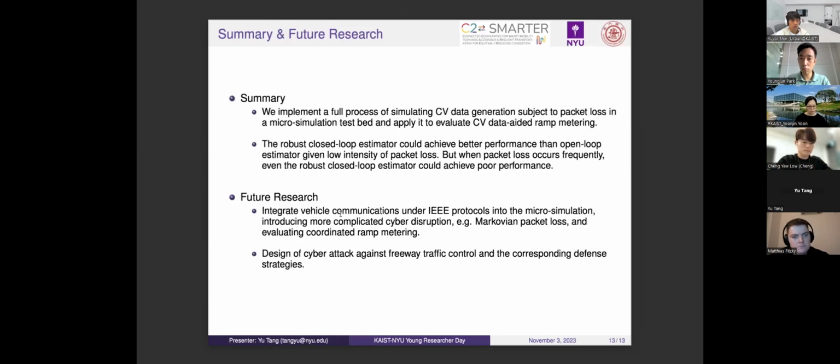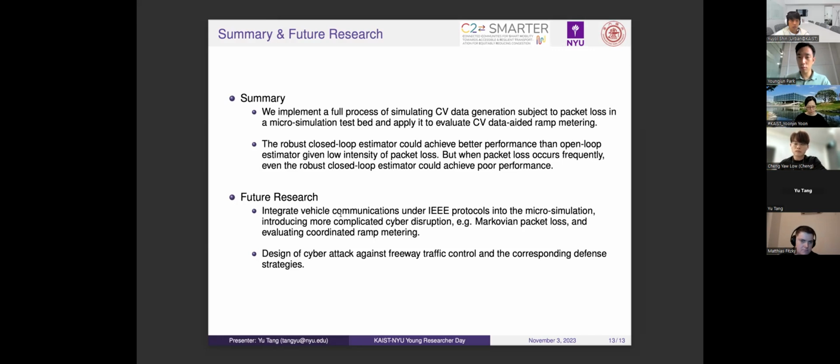The last is a summary. In this work, we implement a full process of simulating CV data generation subject to packet loss, and we apply it to evaluate CV data aided ramp metering. And our findings show that the robust closed loop estimator could achieve better performance than open loop estimator, even with low intensity of packet loss. But when the packet loss occurs frequently, even the robust closed loop estimator could achieve a poor performance.